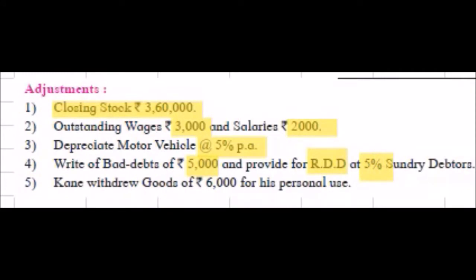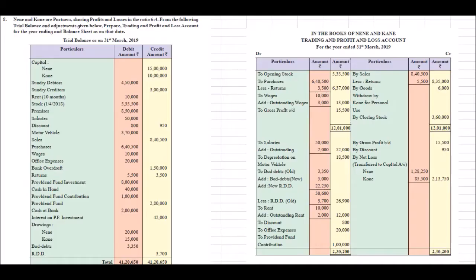Kane withdrew goods worth 6,000 rupees for his personal use. Only Kane has withdrawn goods of 6,000 rupees. These are the adjustments. Now we'll solve the problem.